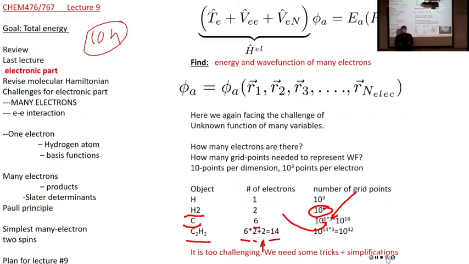So what did we learn in the kindergarten? 1s2, 2s2, and 2p2. 6 electrons, 3 Cartesian projections for each of them. 3 times 6, 18. So 10 to the power 18. It's the amount of grid points that we need to set up equations to solve just for carbon atom, electronic structure of carbon atom.